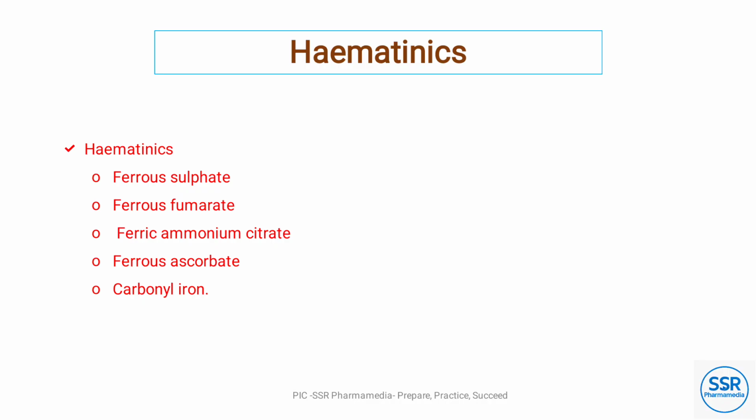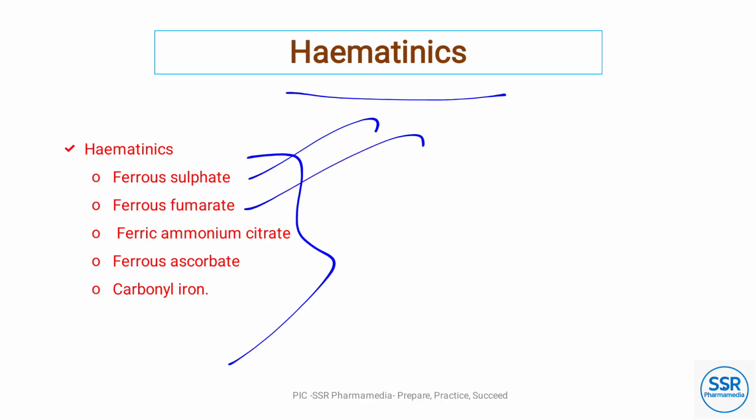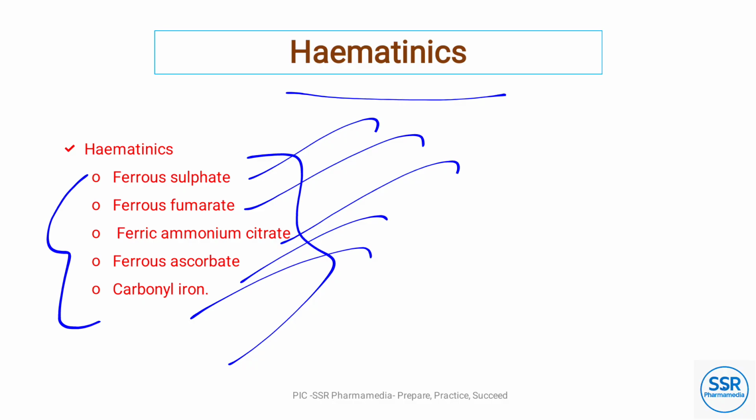So, in the Haematinics, we are going to discuss about these compounds: ferrous sulfate, ferrous fumarate, ferric ammonium citrate, ferrous ascorbate, and carbonyl iron. These are all inorganic compounds used as a hematinic, that means used for the treatment of anemia, various different types of iron deficiency anemia.